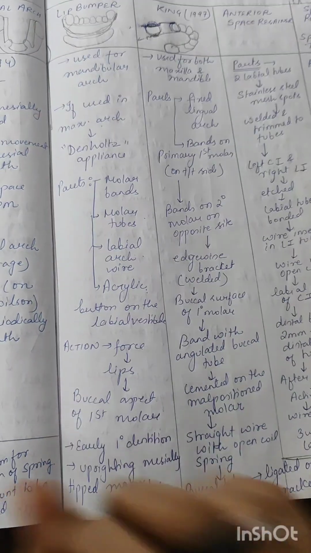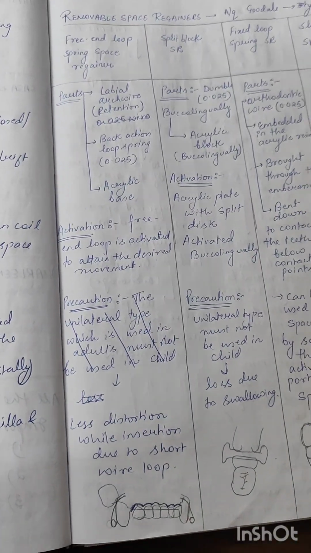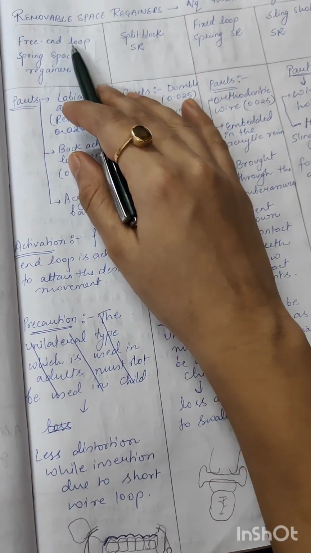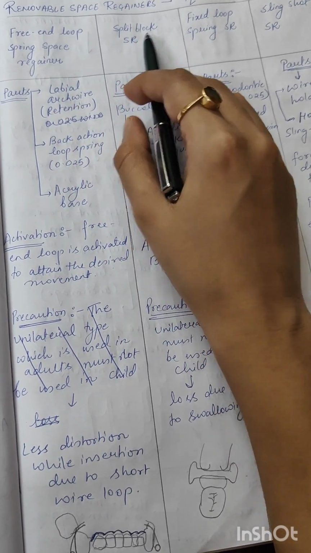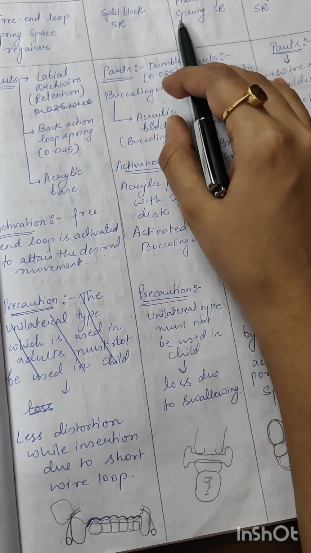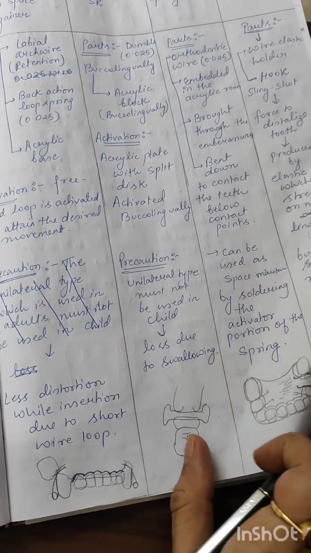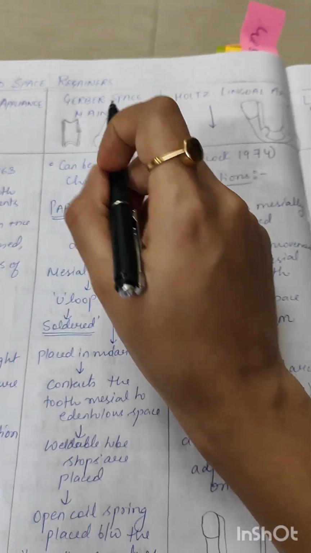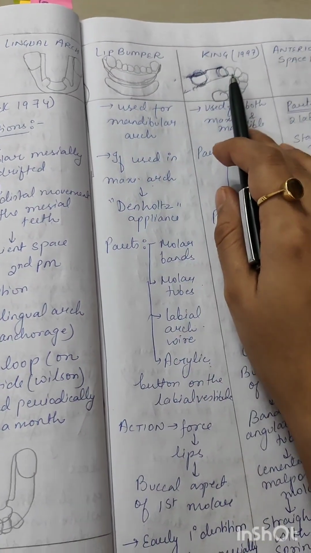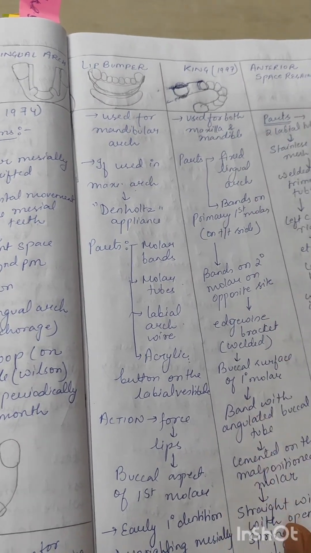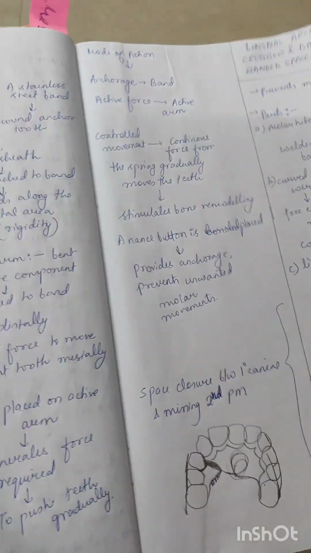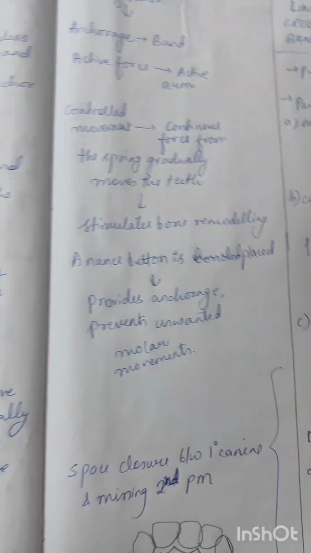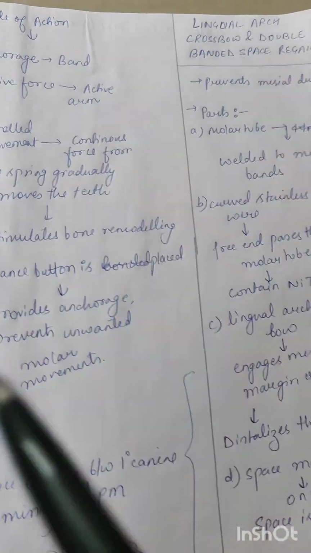Okay, I hope it is clear. Once again we'll just see the names. Removable space regainers: free end loop spring space regainer, split block space regainer, fixed loop spring space regainer, slingshot space regainer. Fixed space regainers are the Jaffe's appliance, Gerber appliance, Holt's lingual arch, lip bumper, King appliance, anterior space regainer and space regainer cum space maintainer. Recent advancements include the unilateral spring space regainer and the lingual arch crossbow double banded space regainer.